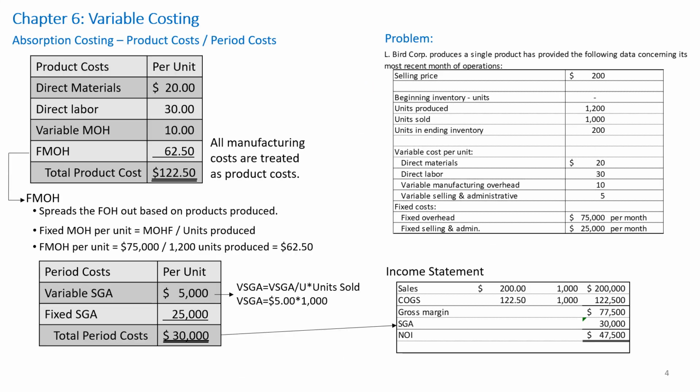So let's take what we learned and build some income statements. Check out the Albert Corp data provided. We'll begin by studying absorption costing. Let's first determine product cost. Direct materials at $20 is straightforward. So is direct labor at $30. Variable manufacturing overhead at $10 makes sense as well. All these numbers are given.